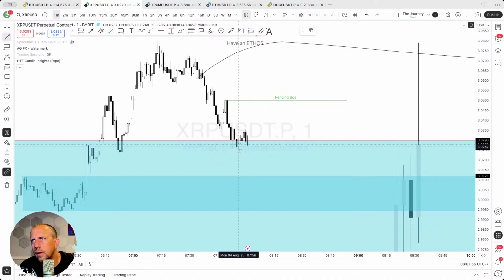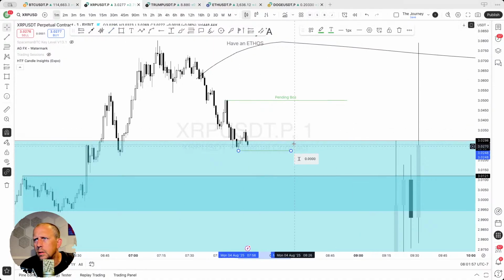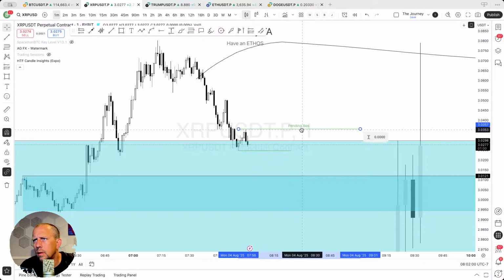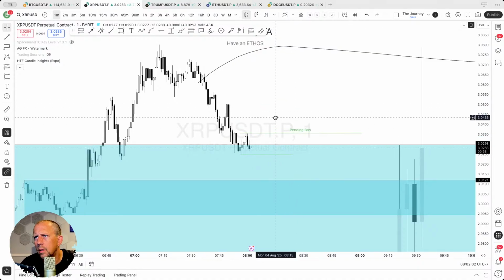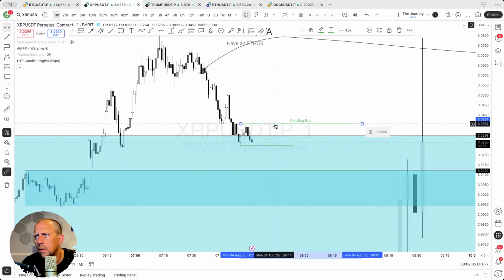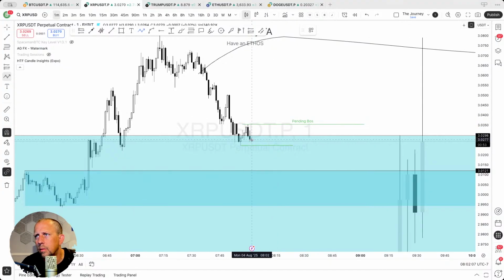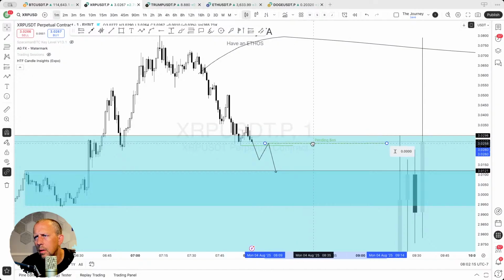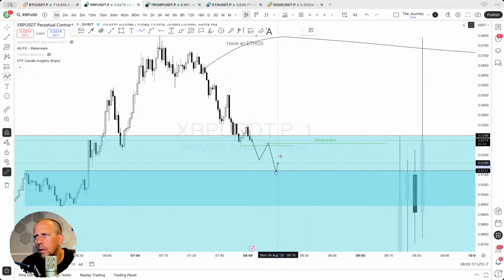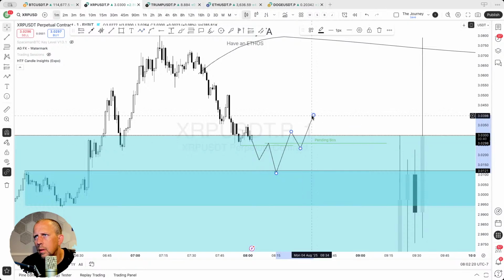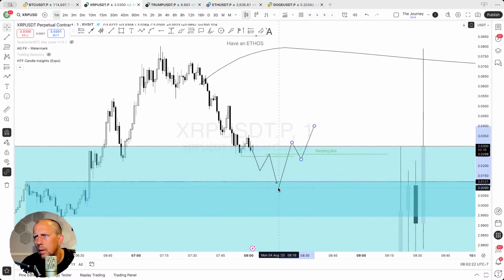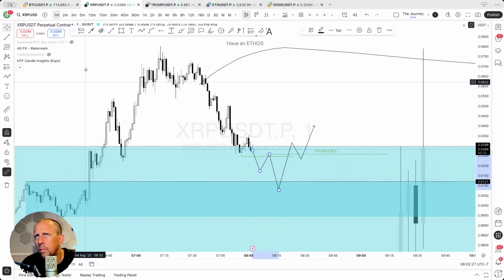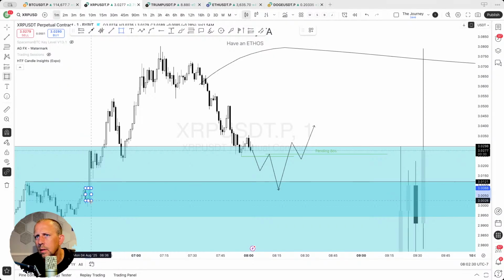What would be convenient is if we could touch this low and then move this down to here. That would be convenient. And quite honestly, I wouldn't be opposed to it doing that another time, because if I really get to pick my spot, it's right here.